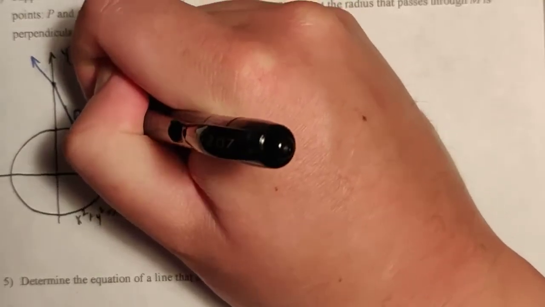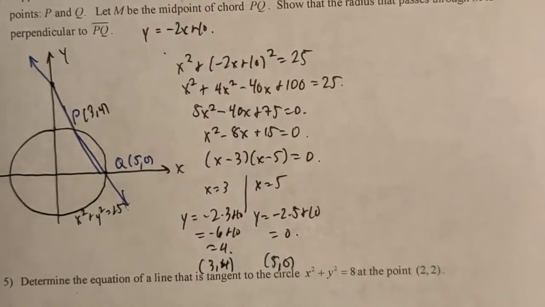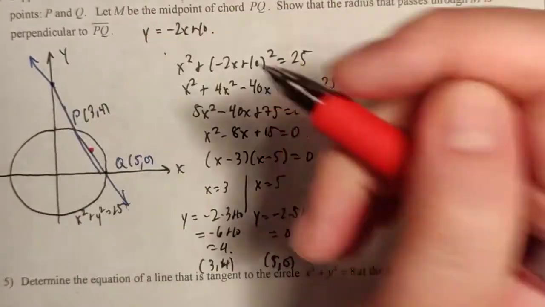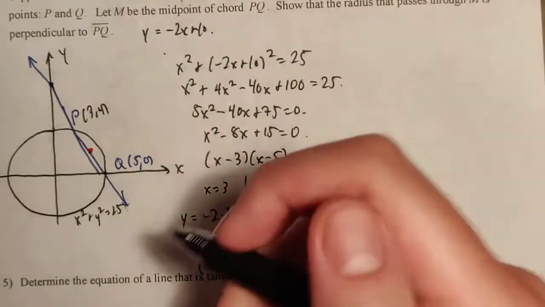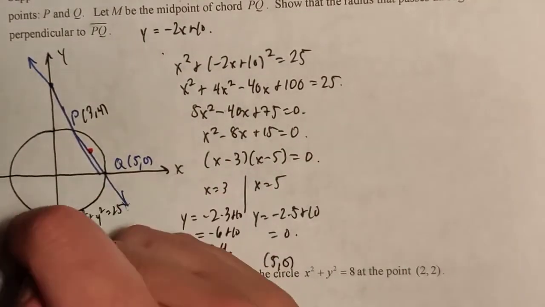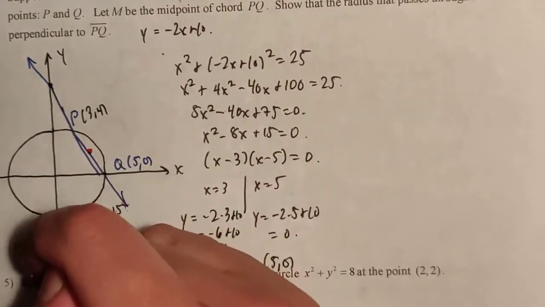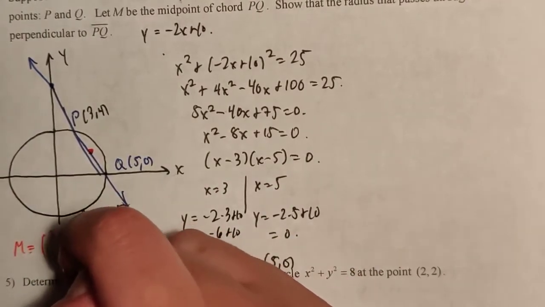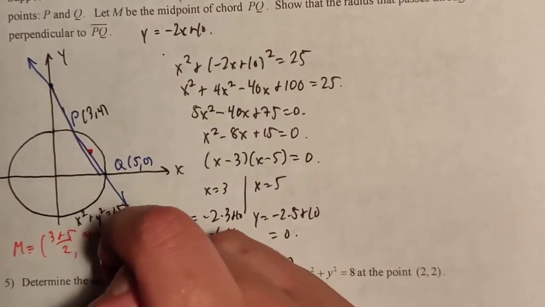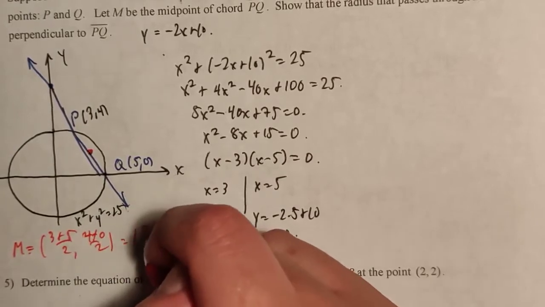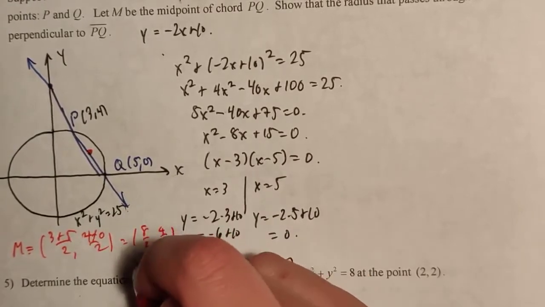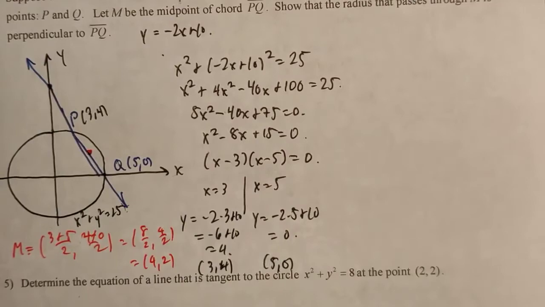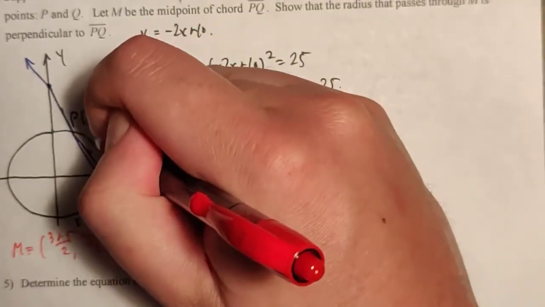So P is going to be (3, 4), and now we can find the location of M. So M is halfway in between here. We can now find that M, so I'll write that over here, M is going to be (3 plus 5) over 2, and (4 plus 0) over 2, which in this case is 8 over 2, 4 over 2, which is (4, 2) here. So that's going to be our location of point M.